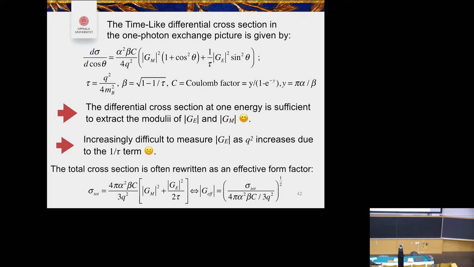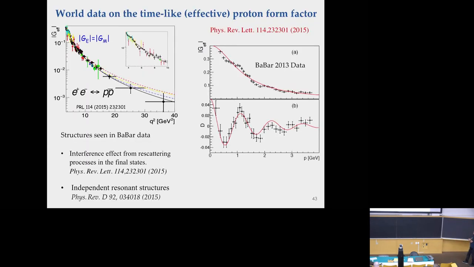Now, for the e+e- and also p̄p, the cross-sections are very low. So it's hard to get enough statistics to do a good angular distribution. Therefore, one defines an effective form factor, which essentially is a total cross-section divided by this kinematical term. That's all there is, essentially. So it's the rewriting of total cross-section dividing out the kinematical term. And this is the world data on the time-like effective form factor shown here in this plot.